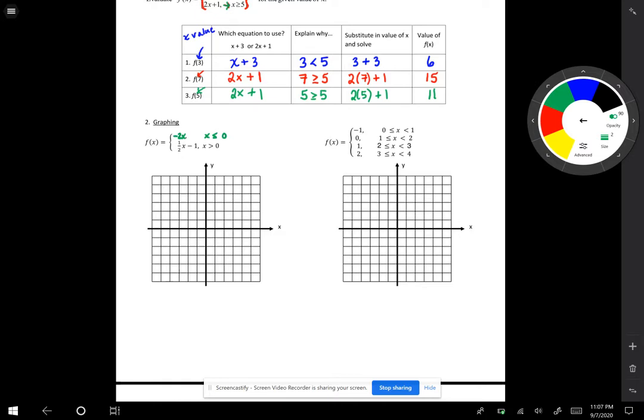So now let's graph. What we want to do is make a table for each one. So down here on the bottom, I'll make a table for y equals negative 2x.